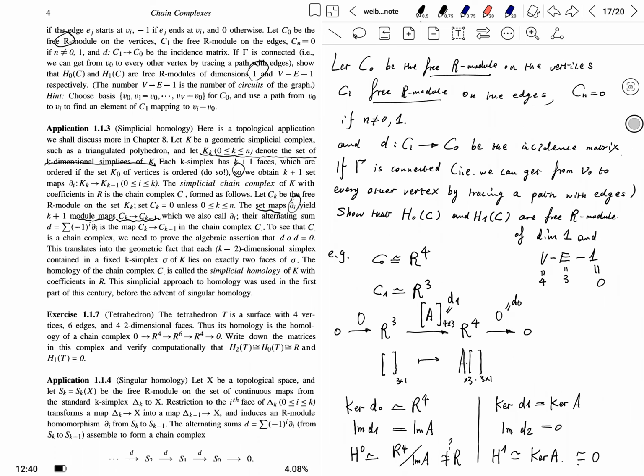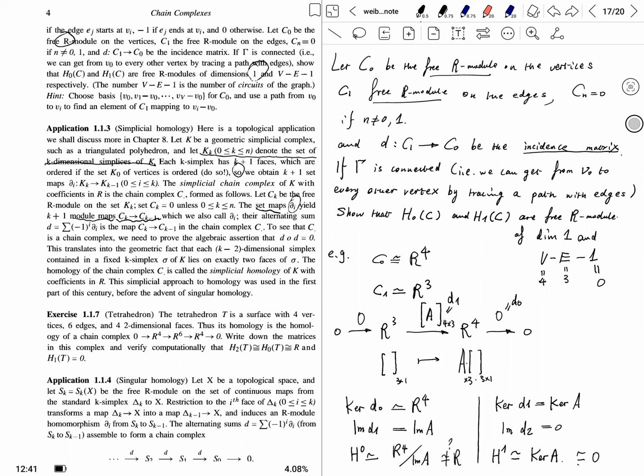So let's continue. The question asks you exactly to denote C0, the free R module on the vertices, and C1, the free R module on the edges, and all the other Cn equal 0, and then the differential is given by, so basically there is only one non-trivial differential, which is this one from C1 to C0. As given by this exercise, this is called the incidence matrix. Okay, that's the one we just described.